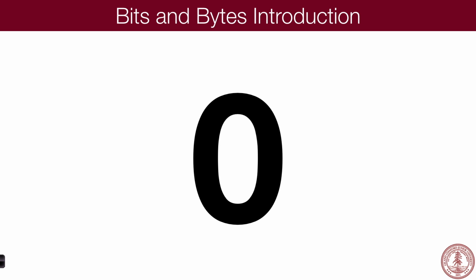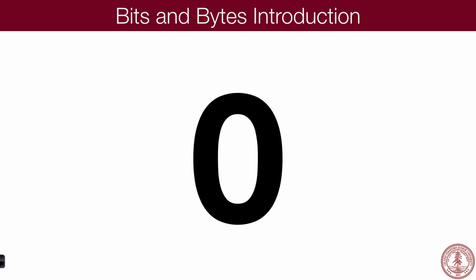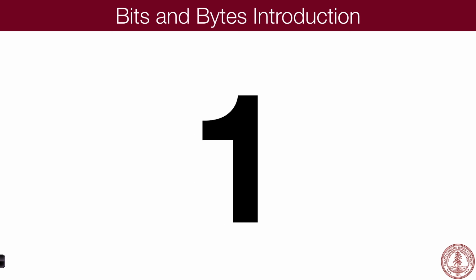I want to start out talking, and we're going to go way low right now. We're going to go way back. Okay, there's a 0 and a 1. Those are the 2 digits we use in binary arithmetic.